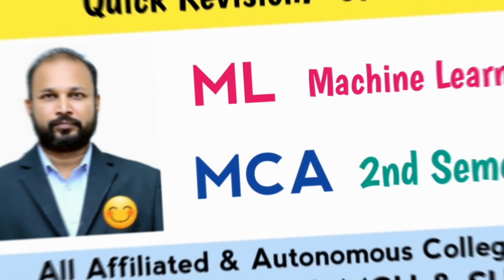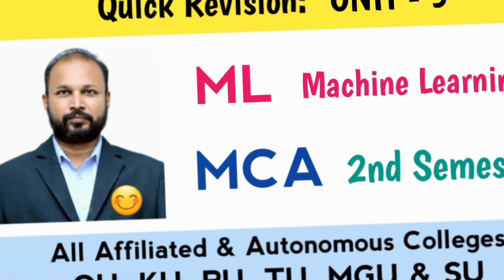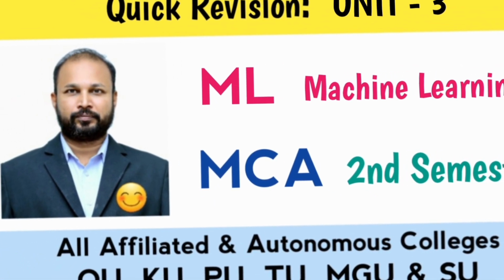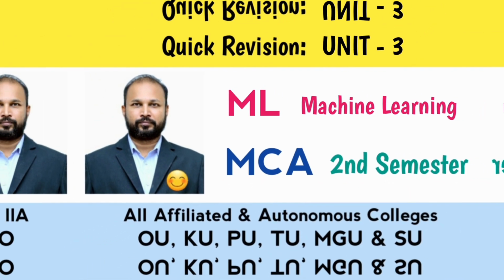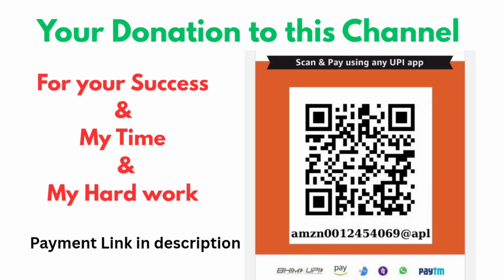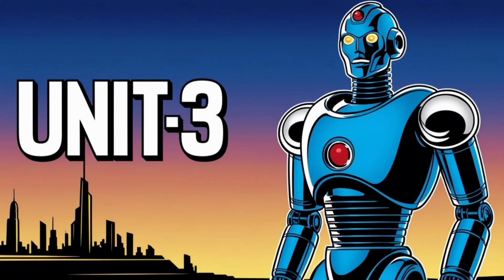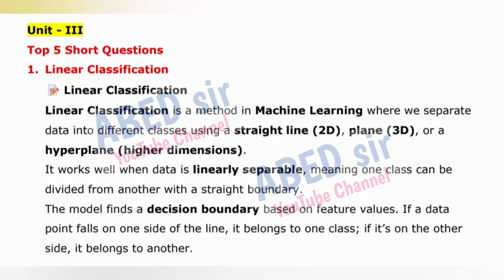In this video, I will be explaining the MCA second semester subject Machine Learning as prescribed by Osmania University and other universities of Telangana. We will go through the important questions and answers one by one. Let's begin with a quick revision. Unit 3, first important short question is Linear Classification.